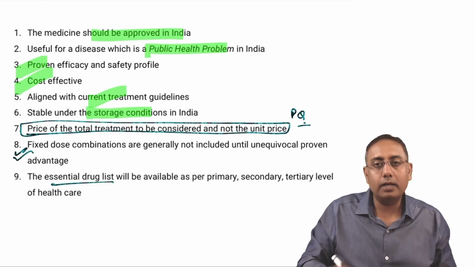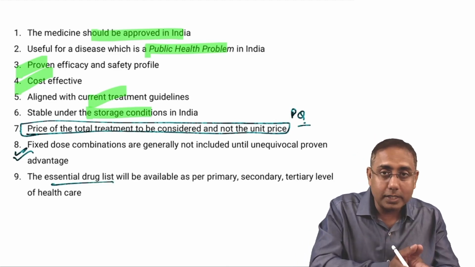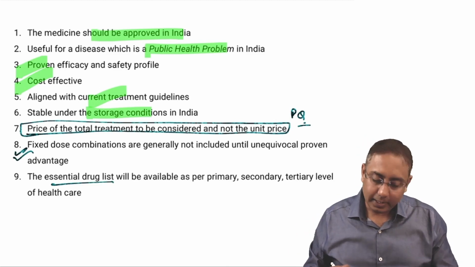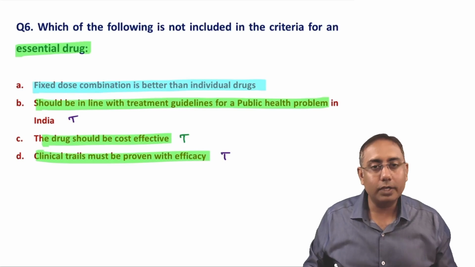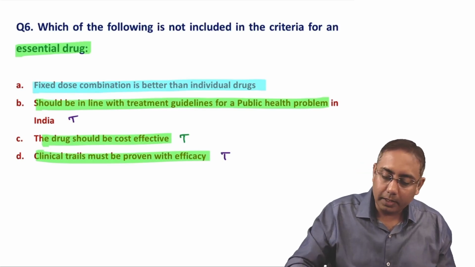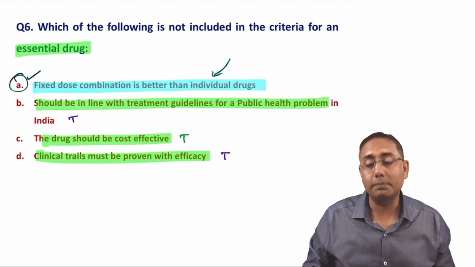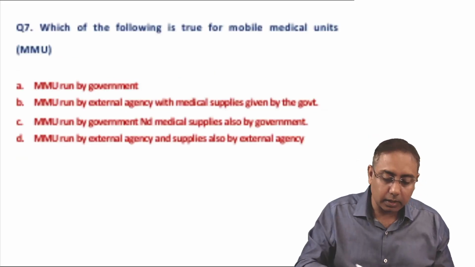The essential drug list is different for the primary level centers, secondary level centers, and the tertiary level centers in our country. So which of the following is not included? The best answer would be option A. Fixed dose combination is better than the individual drug. This is a wrong statement.